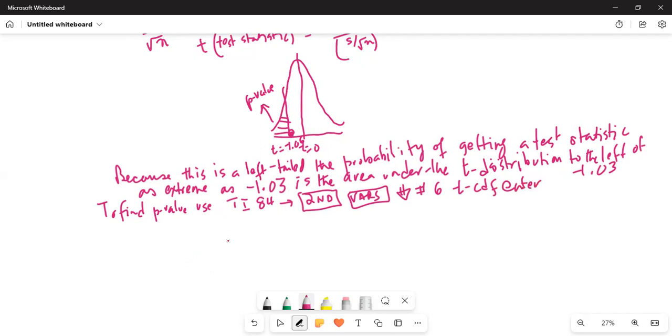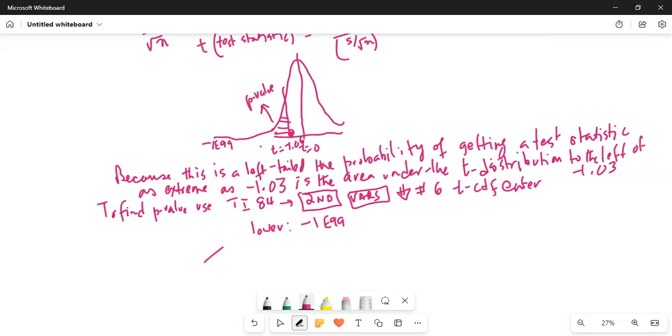So the lower is already set up in the calculator. The lower is -1 E99. Where is that in my diagram? This is the left end of this tail, left tail is -1 E99, a very large negative number. Okay, so -1 E99 is fine.